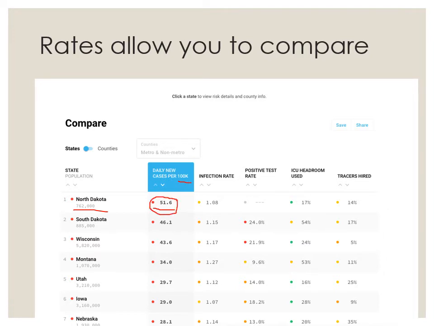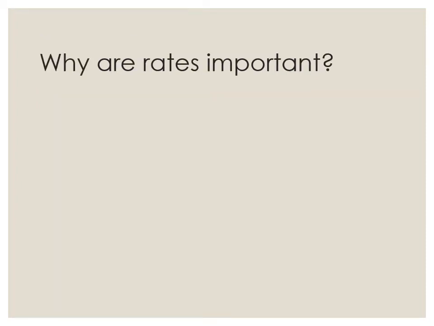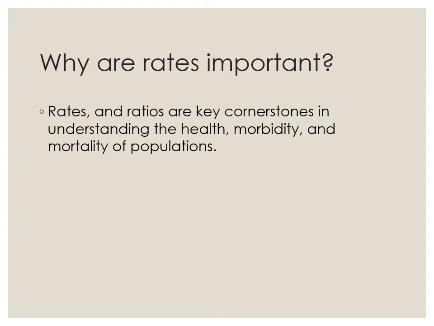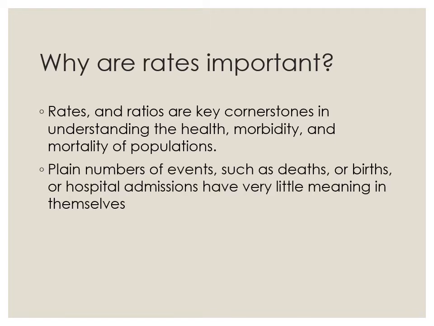And do you see these rates? I mean, Montana has a population of 1 million, and you can see their rate at 34 per 100,000. So rates create this ability to compare. Rates are important. And why they're important? Because rates and ratios are key to cornerstones in understanding health, morbidity, and mortality of populations.